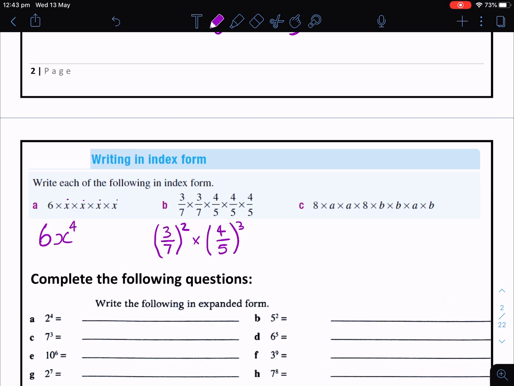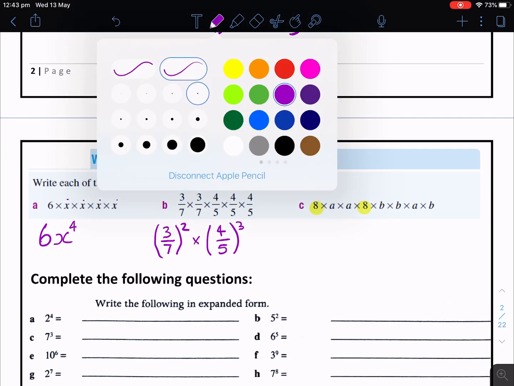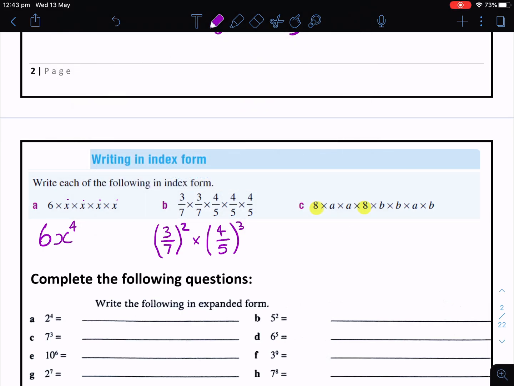So in this one here, we've got an 8 there and an 8 there. So we'll put 8 with a little 2 because there's 2 of them. How many A's do we have? There's 1, 2, 3 A's. And how many B's do we have? 1, 2, 3 B's as well. So we'd write it out like that.